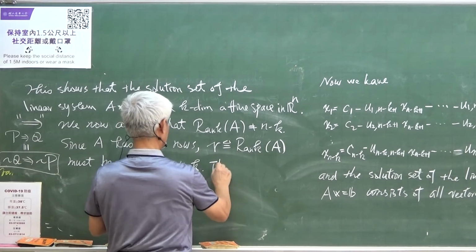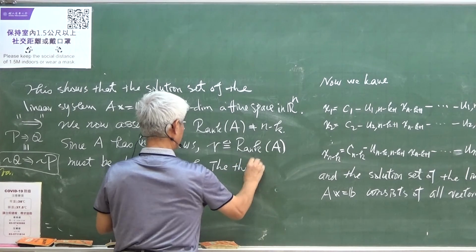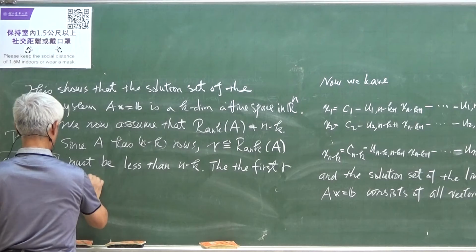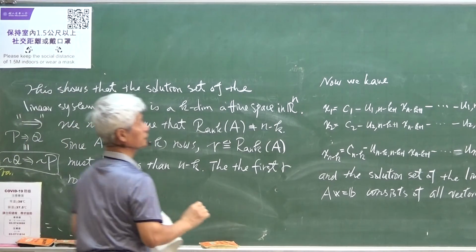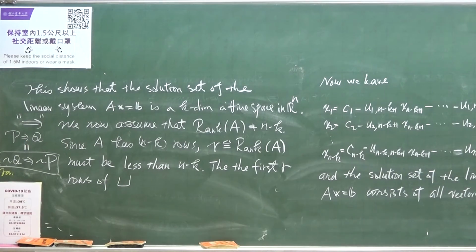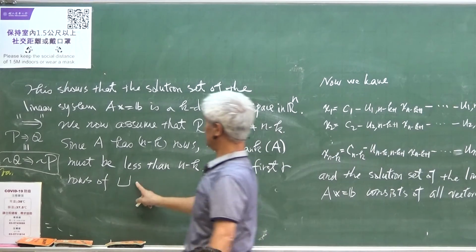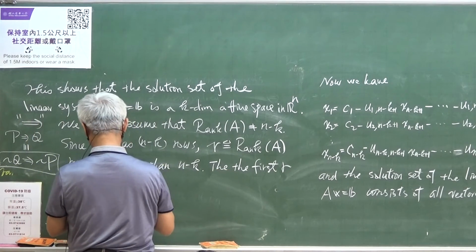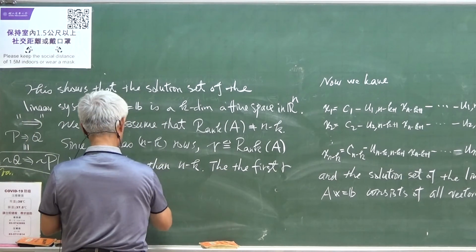Alright, so then the first r rows of U. U is the reduced row echelon form of A, right? So the first r rows of U contain pivots.